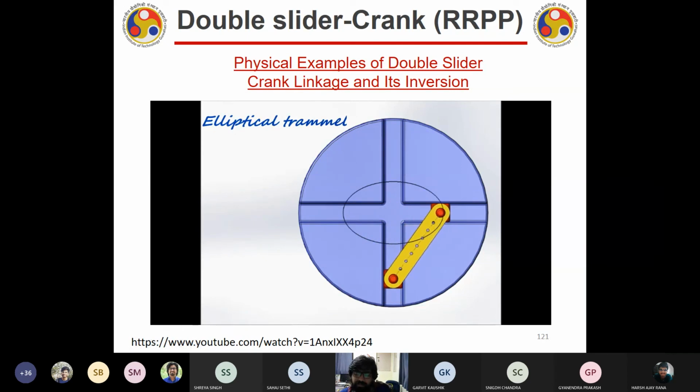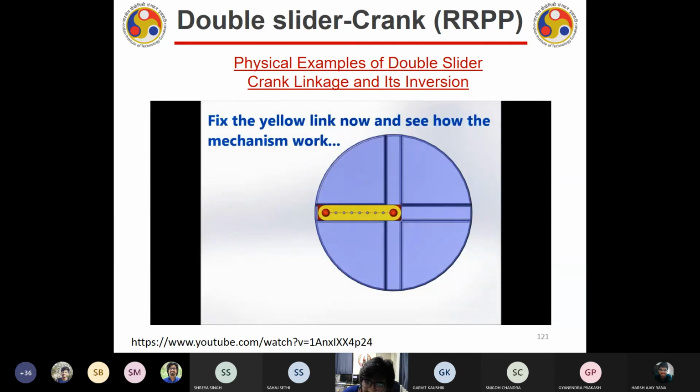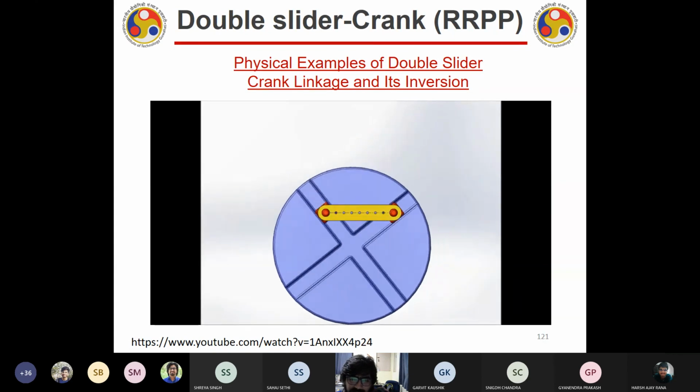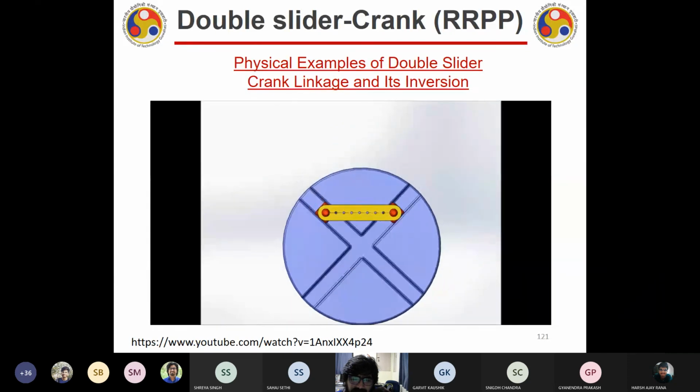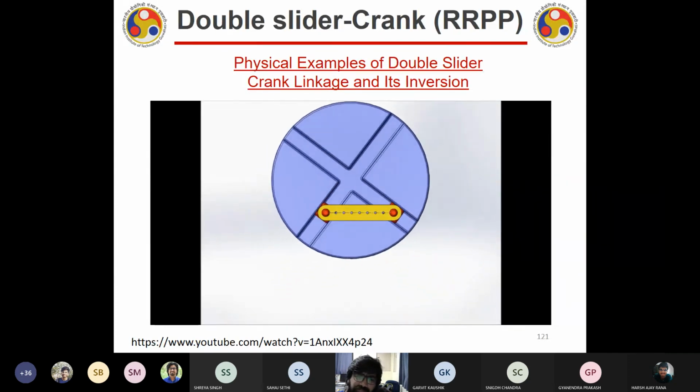Right now, it is nothing but the elliptical trammel. The slider is moving up, the bottom slider is going left to right, and the top one is going up and down. Now let us fix the yellow link and see how the mechanism is working. Isn't it correct? It is nothing but a different inversion of the same.